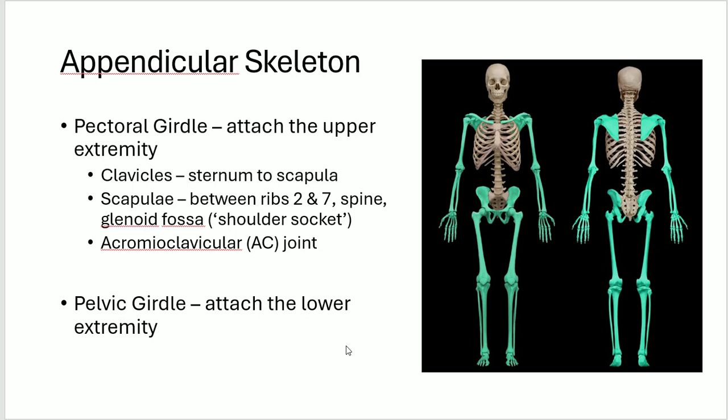And we have the scapula. Like I said, shoulder blade. It is a flat triangular bone. It sits between ribs 2 and 7. It's next to the spine on our upper back. So right here, these are the scapula.